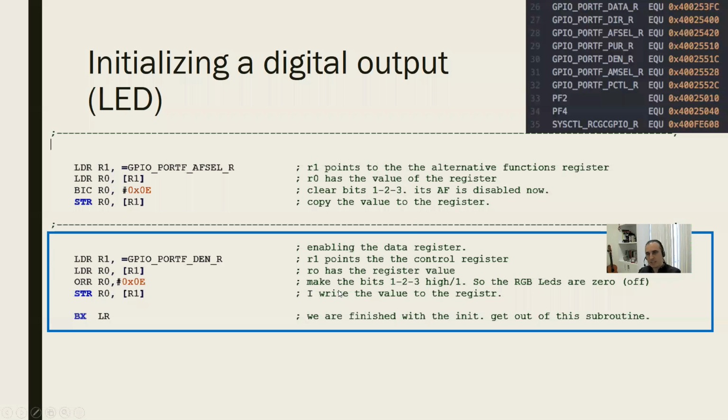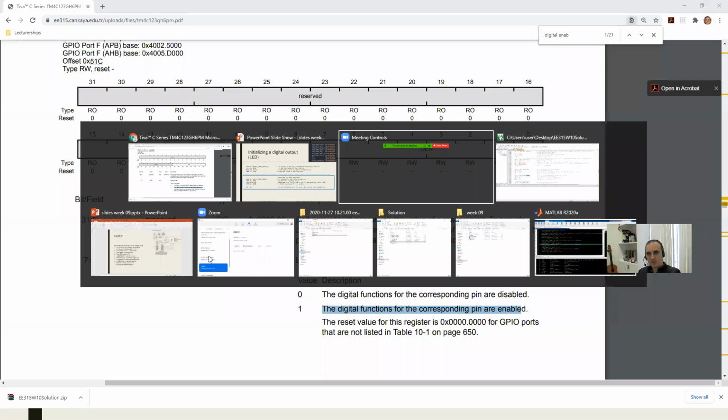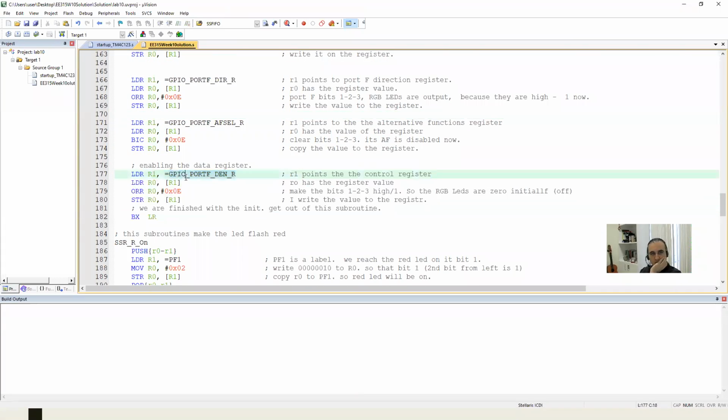And if I have to make them 1, I will use the same mask with OR. When you OR it with this mask, it becomes 1. When you use bit clear, you make them 0. And you understand the logic, I guess. And we are finished. We are finished, guys. We are finished with the initialization.